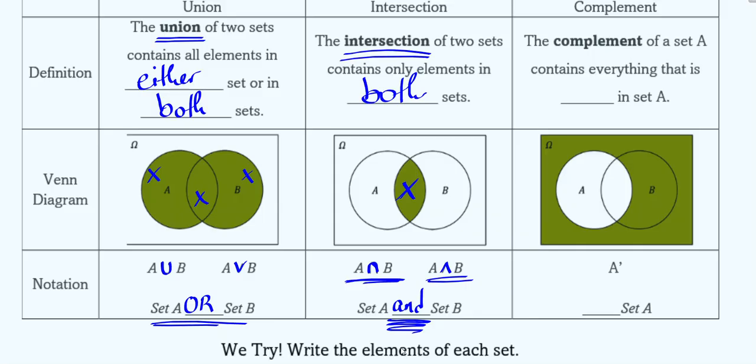The last one's called the complement. The complement of set A contains everything that is not in set A. So we have set A here. Everything outside of there is shaded. That is noted with an apostrophe. A with an apostrophe means not set A. Everything outside of that A circle.